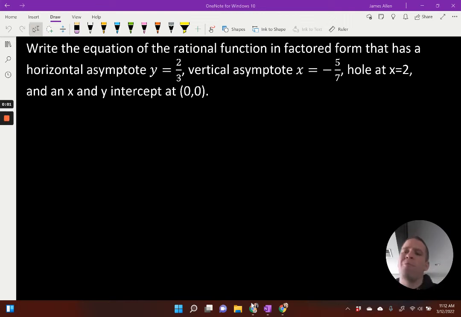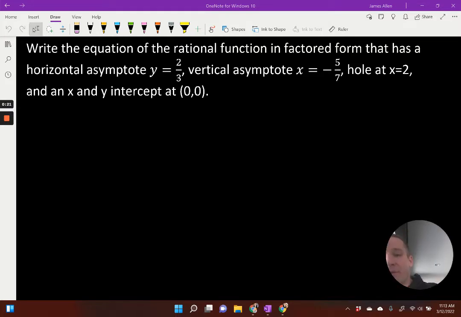In this particular problem, we're asked to write the equation of a rational function in factored form. Nice, we don't have to multiply it all out. It has a horizontal asymptote at y equals 2/3, a vertical asymptote at x equals -5/7, a hole at x equals 2, and an x and y intercept at (0, 0). That is a boatload of information.